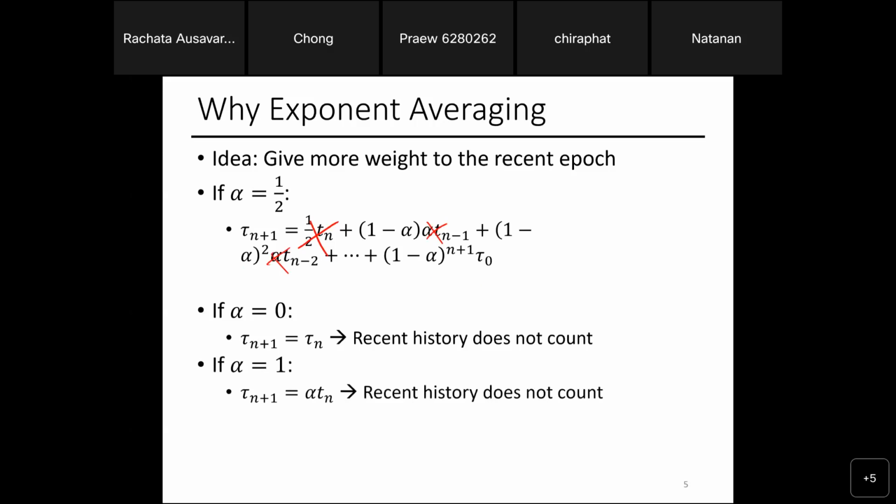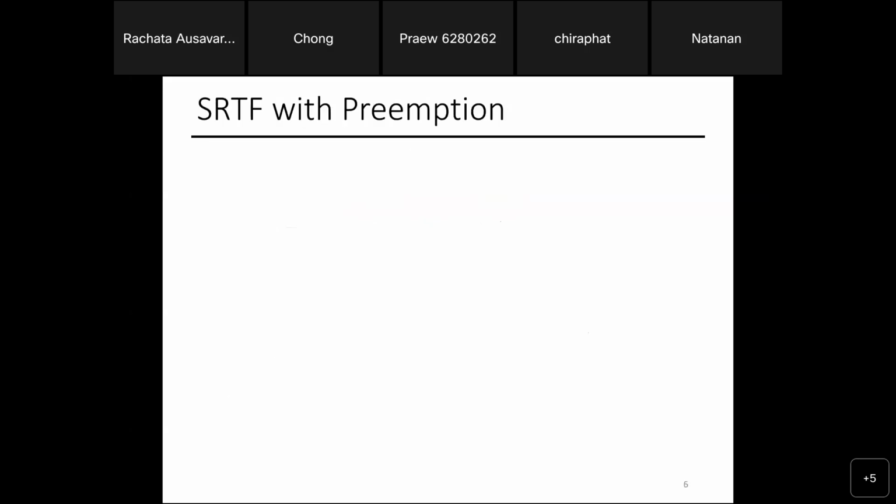If alpha is 1, 1 minus alpha is gone, so you always just go with the last time you ran. See, this is alpha multiplied by t of n plus 1 minus alpha to the something, right? This always goes to 0, so you only count the last history that you ran, the last time you ran. Sometimes we call this the last time predictor as well. Let's say the last epoch I ran for 4 seconds, I predict 4 seconds. Sorry about the typo. All right.